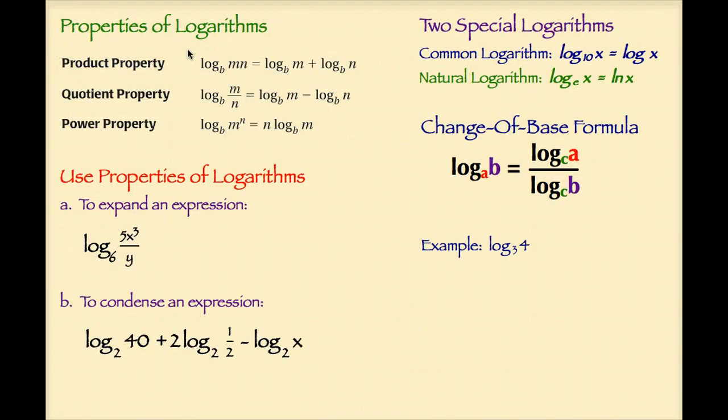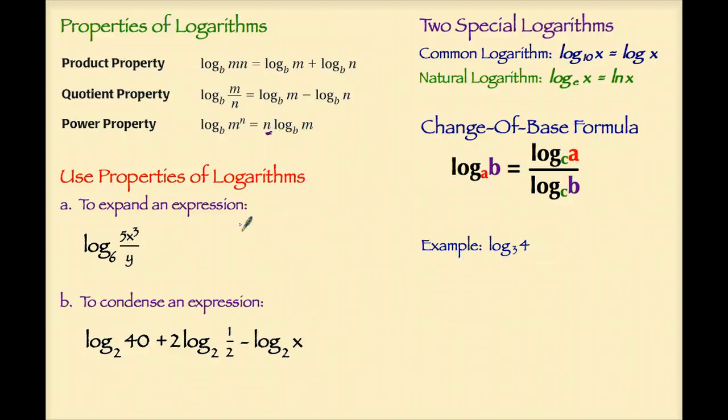Logarithms have some special properties. The first one is the product property. If you have a logarithm of a product, mn, this separates into a sum of the individual logarithms. Log base b of mn is log base b of m plus log base b of n. The quotient property is similar. If you have a log of a quotient, it separates into a difference. And the power property says if you have a logarithm of a number to a power, that power can be brought around to become the coefficient of the expression.